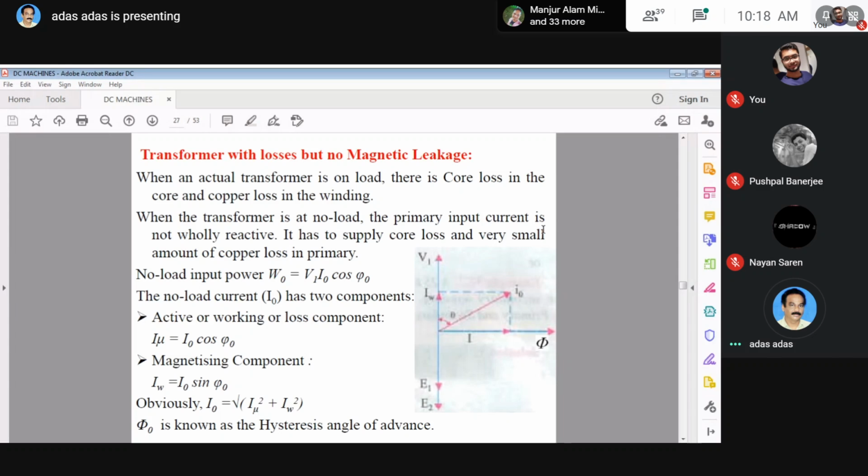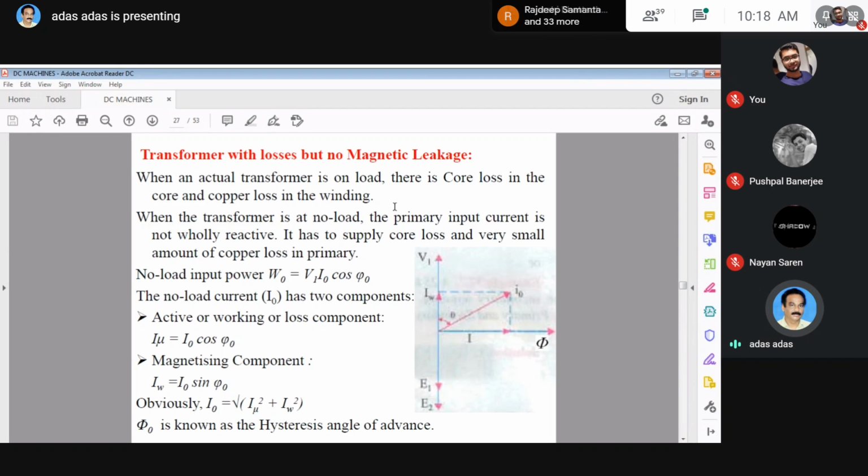So we can summarize this. Two losses are there: one is the core loss, another is the copper loss. Since it is no load, the major loss is the core loss, and the minor loss is the copper loss, which occurs in the primary side only, not in the secondary side. Suppose we consider the transformer seen previously, not connected with load.